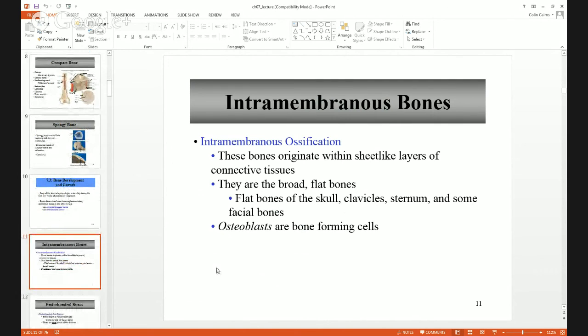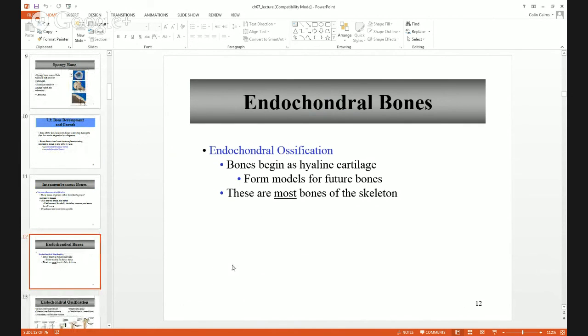So these bones originate within sheet-like layers of connective tissue, the intramembranous bones. They're broad and flat. Like I said, the flat bones of the skull, the clavicles, the sternum, and some of the facial bones. Osteoblasts are the bone-forming cells. The endochondral bones begin as hyaline cartilage. They form models for future bones, and they're most of the bones of the rest of the skeleton.